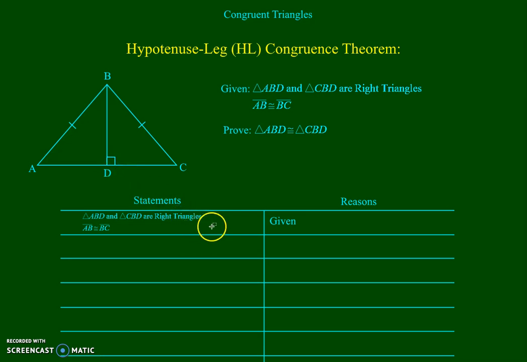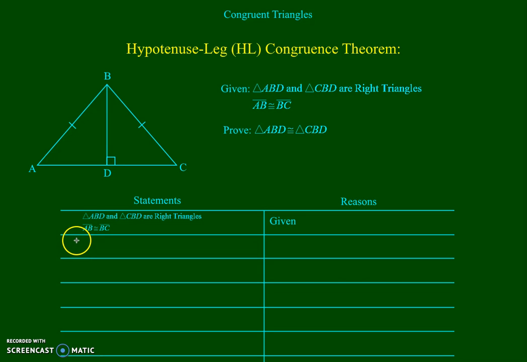And I finally reached the height of my laziness, and I just went ahead and copied the given in here so I didn't have to write it. So let's go ahead and start working through this proof. So the first thing we should see, due to our temporal proximity to the base angles theorem, is we should see that this is an isosceles triangle because these two sides are congruent. That means that angle A is congruent to angle C. So that should be our first statement.